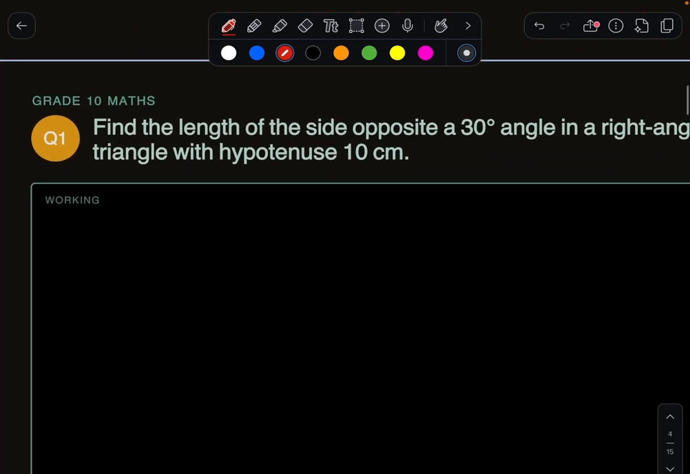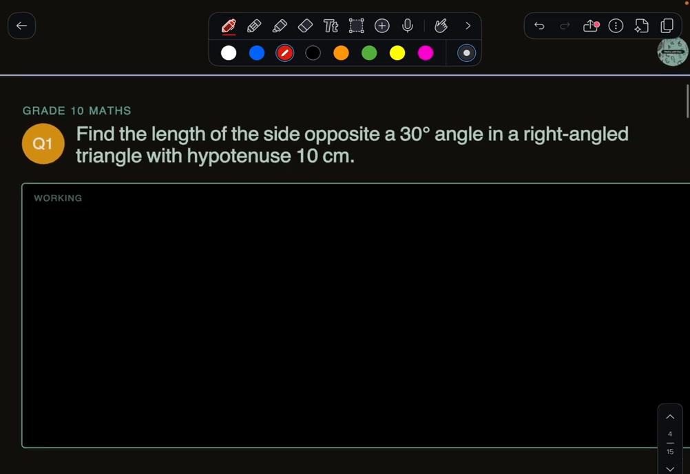An example of a question in this trig section is they're going to say, find the length of the side opposite a 30-degree angle in a right angled triangle with hypotenuse 10 centimeters. So that is a lot of words. Let's try draw this first so we can see what we're working with. So we have a right angled triangle. They say the hypotenuse is 10 centimeters.